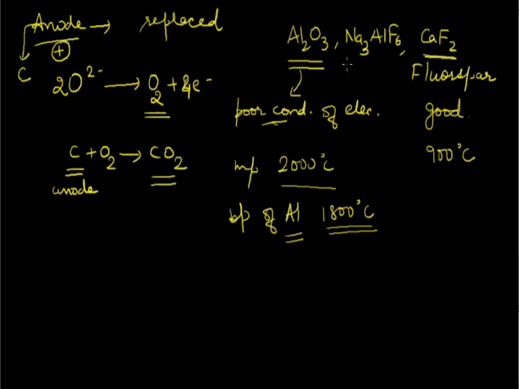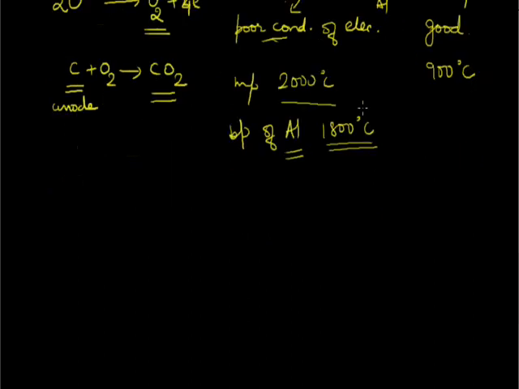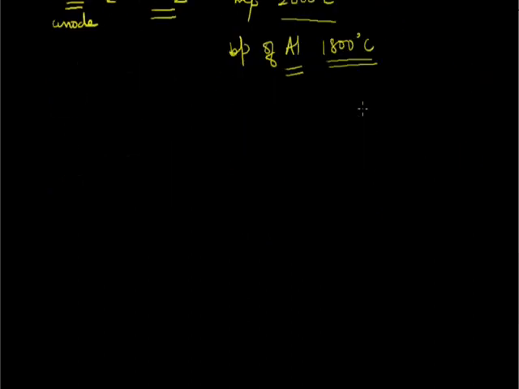Moreover, cryolite is also an ore of aluminium. Apart from alumina, aluminium can also be extracted from cryolite. So with this we finish the third step of metallurgy.